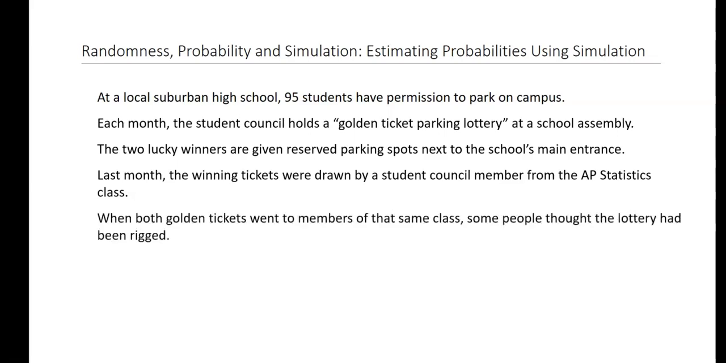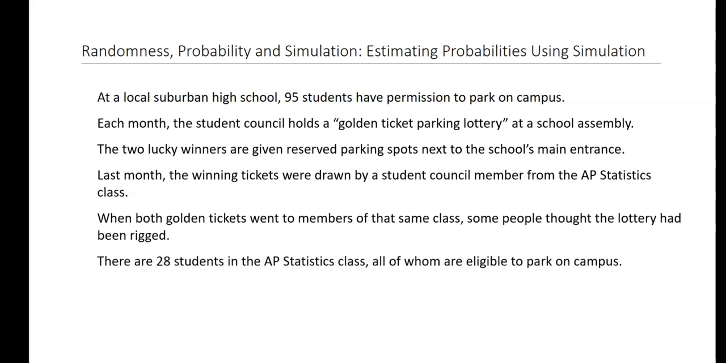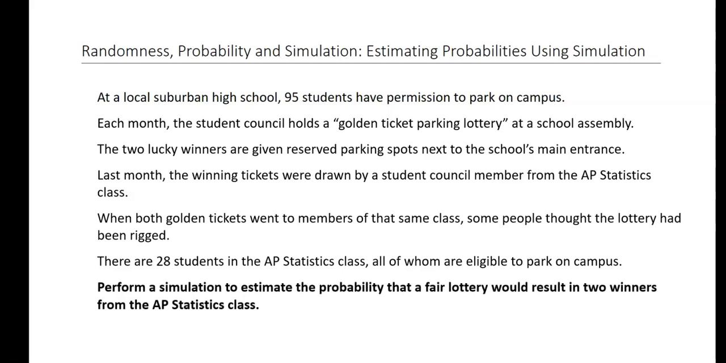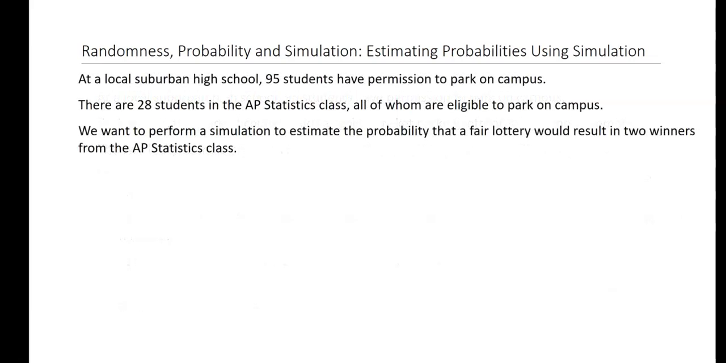When both tickets went to members of that same class, some people thought the lottery had been rigged, because an AP Stats person could rig it. There are 28 students in the AP Stats class, all of whom are eligible to park on campus. Perform a simulation to estimate the probability that the fair lottery results in 2 winners from the same class.